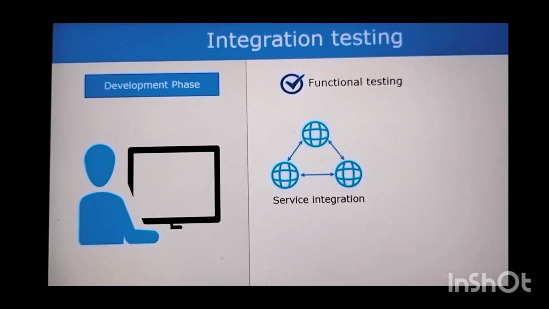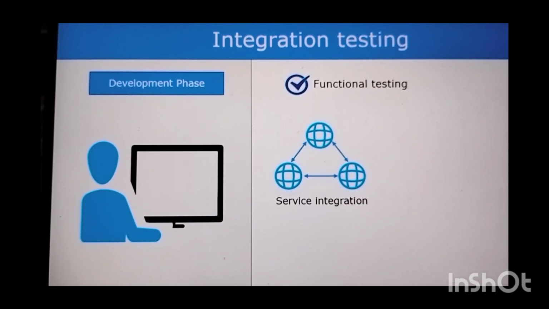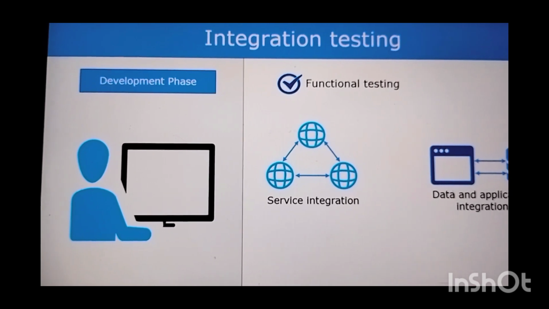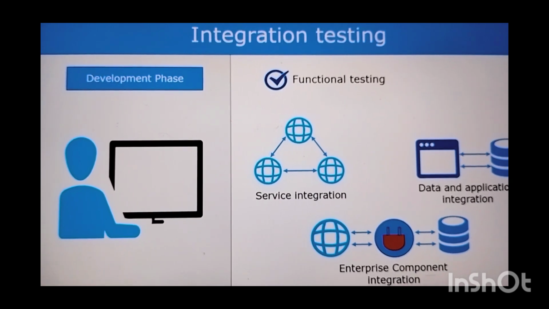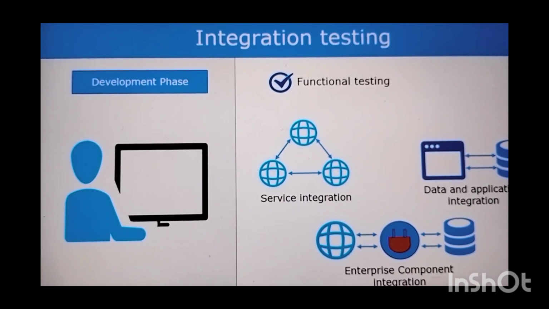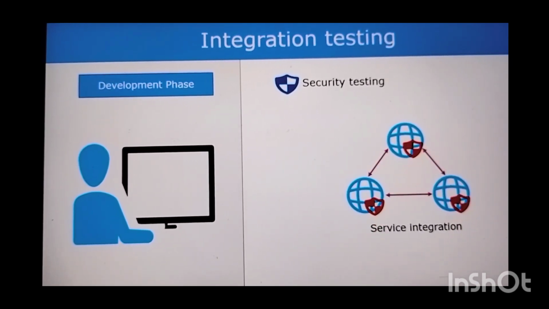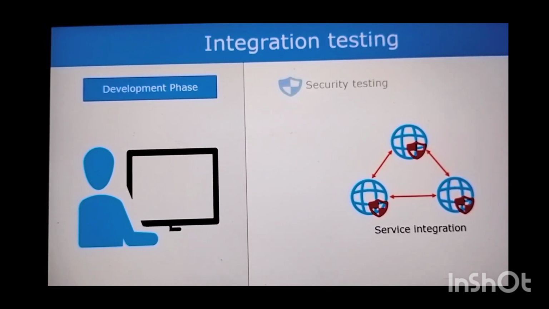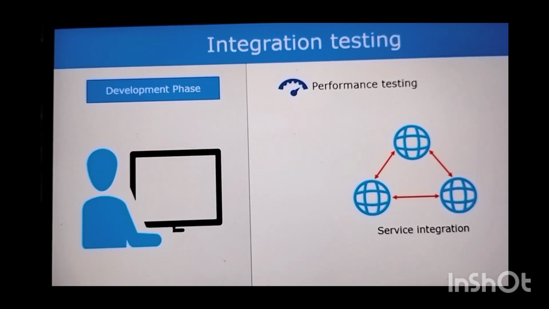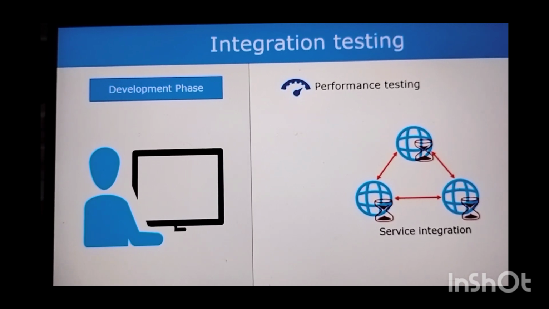Integration testing is carried out simultaneously with the development phase. It tests for communication between the services, components of the data and application layer, and the components of the enterprise component layer as a part of functional testing. As a part of security testing, the communication between all the services is validated for the authorization. The overall system level performance after each component integration should still stay within the acceptable limits to the end user as a part of performance testing.